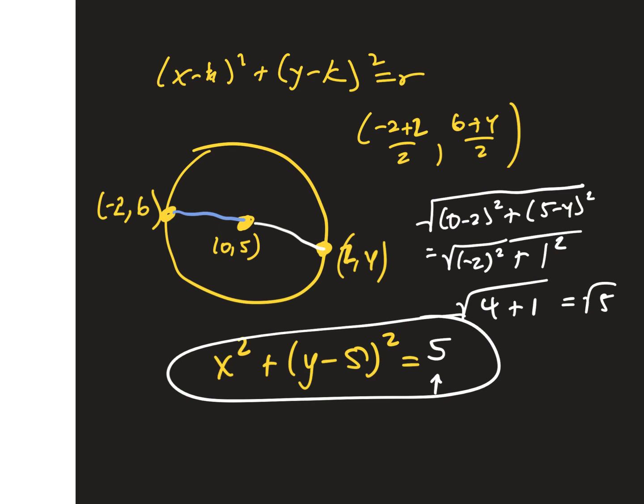If they give you 2 points on the circle, you have to do one extra thing and find the middle using the midpoint. And then you can find the distance from the middle to either point that they give you.